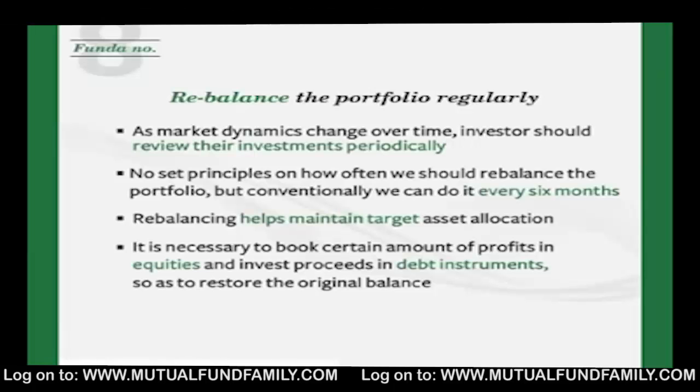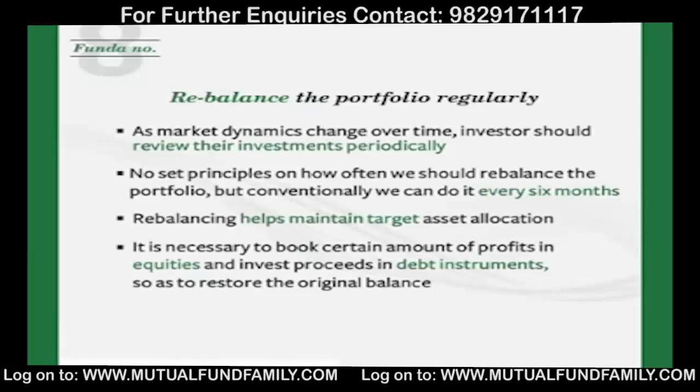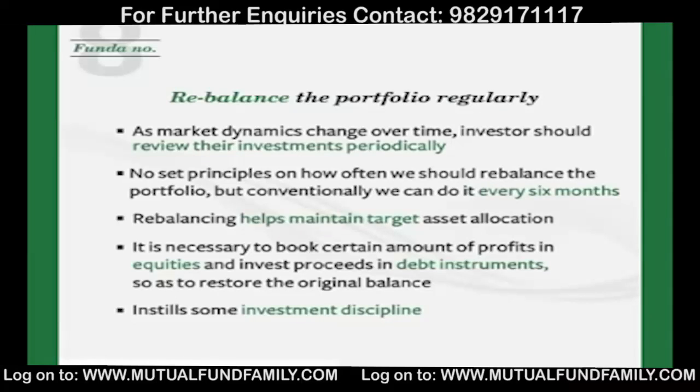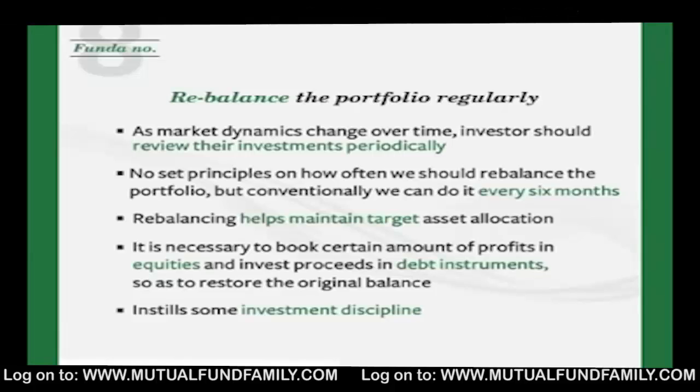For example, a portfolio originally having a composition of 60% equities and rest in debt instruments may lose its original composition due to the appreciation in equity asset class. Therefore, it is advisable to book certain amount of profits in the equities and invest the proceeds in another asset class, so as to restore the original balance. This instills some investment discipline in us as well, as we book regular profits in performing asset classes and buy units at a low price in other distressed asset classes.